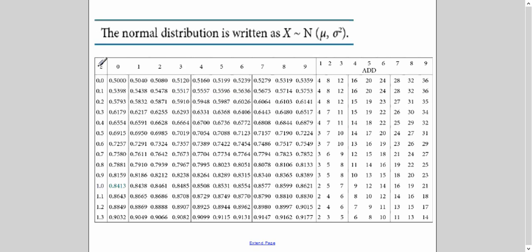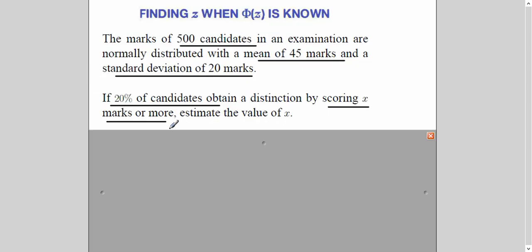So far we have seen that these are the Z values and this is the probability we read. But now if this is given, then how do you read Z? There are 2-3 things you have to keep in mind.